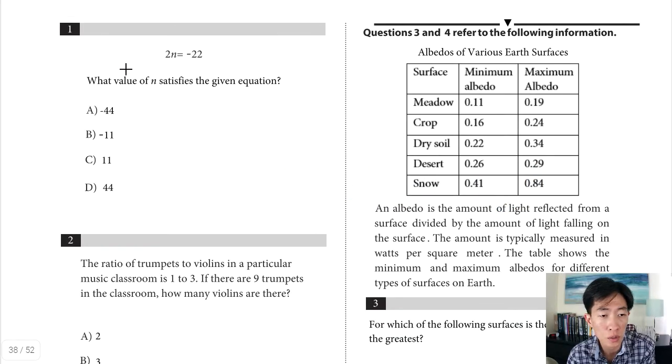Question 1, we have this equation. What value of n satisfies the given equation? So this is very simple algebra. You divide both sides by 2 and you get n equals negative 11. They're probably trying to trick you if you were to forget the negative sign. So the answer is going to be B, not C.